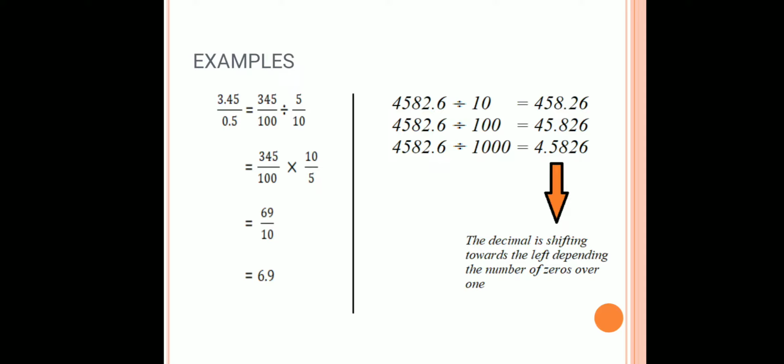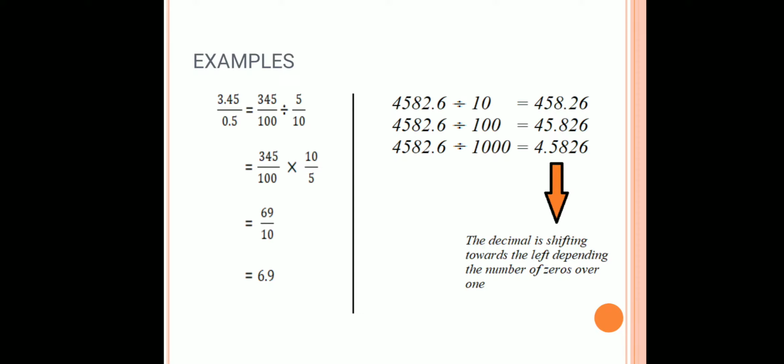The next example is when we are dividing by 10, 100 or 1000. It is done in the same way, we can say it's just the opposite of what we do in multiplication. Here, you can see how the decimal dot is moving one place towards the left each time. It depends on the number of zeros. In 10 there is only one zero, so it shifts one place. In 100 there are two zeros, so it shifts two places, and in 1000 there are three zeros, so it shifts three places towards the left.